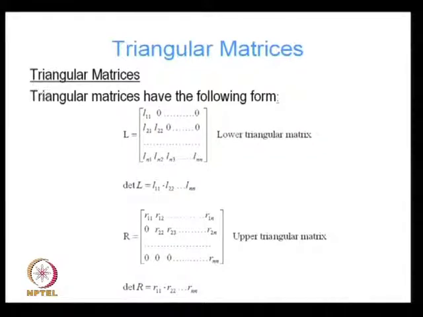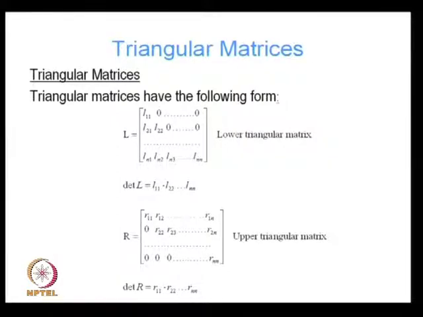Triangular matrices have the following form. For instance, we have some matrices known as lower triangular matrices, which contain only non-zero terms below or at the diagonal. Either the terms are non-zero below the diagonal or along the diagonal. All terms above the diagonal are 0. That is a lower triangular matrix. An upper triangular matrix is a matrix which contains zeros below the diagonal, and non-zero terms along the diagonal and above the diagonal. That is an upper triangular matrix.